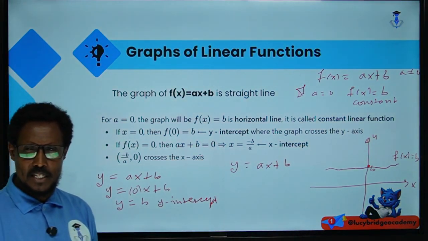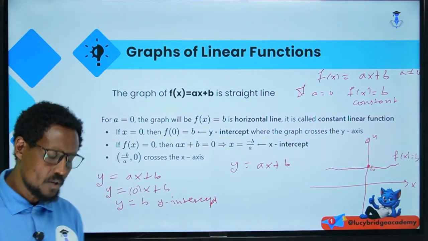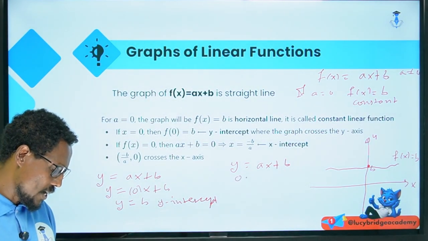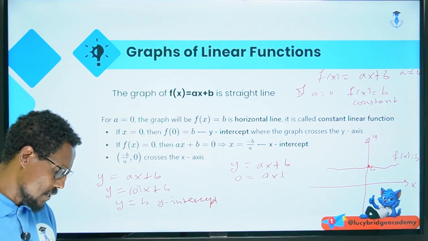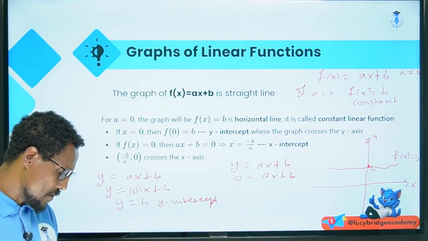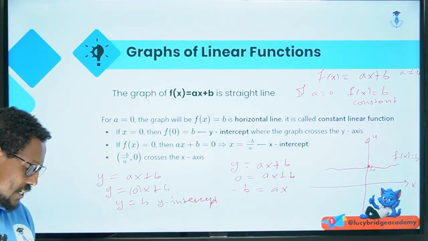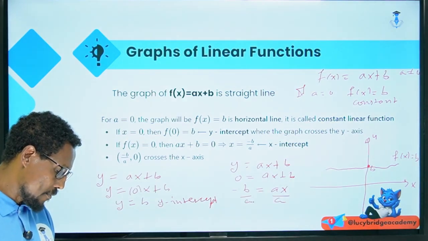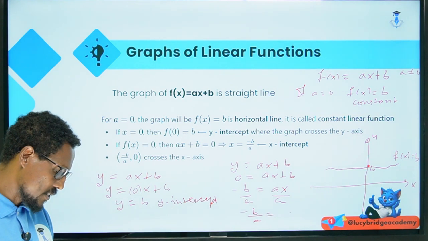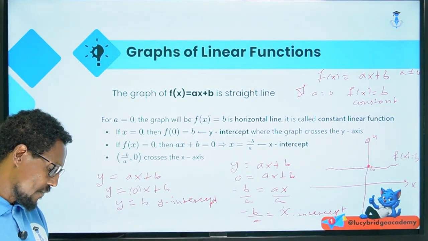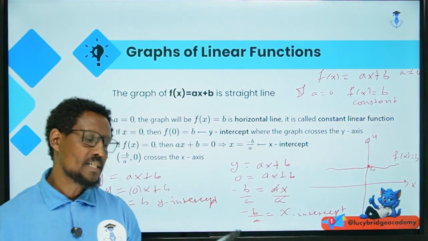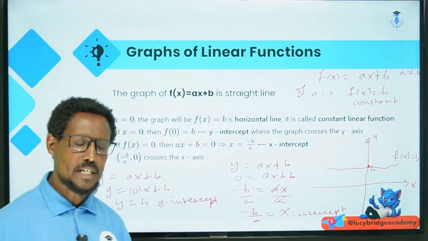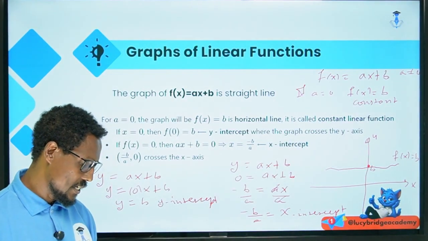To know where the graph crosses the x-axis, we make y 0. Make it 0 for y: 0 is equal to ax plus b. This means minus b is equal to ax. Okay, subtract b from both sides. Now dividing both sides by a, minus b over a is equal to the x-intercept. That means the graph crosses the x-axis at minus b over a, right? The graph crosses the x-axis at minus b over a.